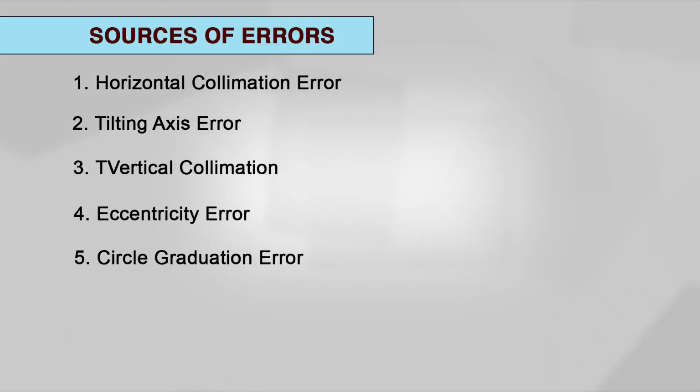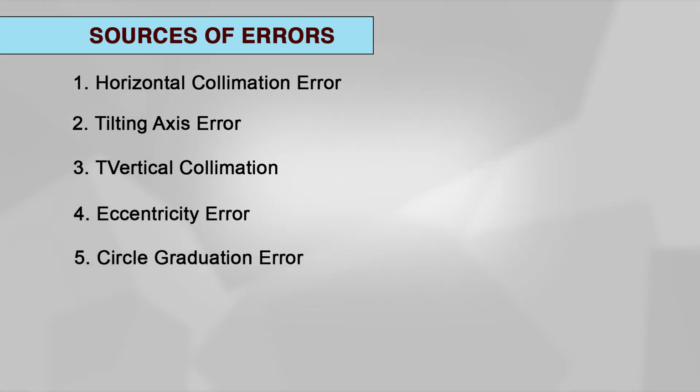Before calibration, the total station should be at ambient temperature so that the calibration can be accurate. The instrument software automatically applies correction as the calibration parameters get determined. There are various sources of error. Let us discuss each source one by one.